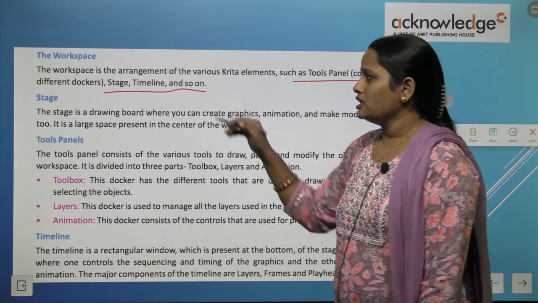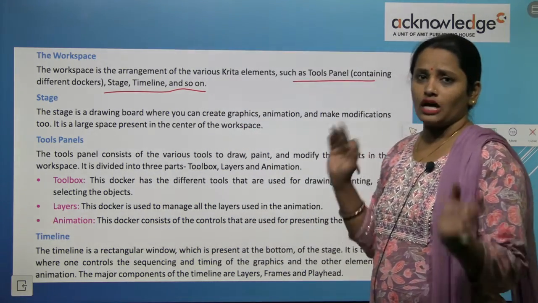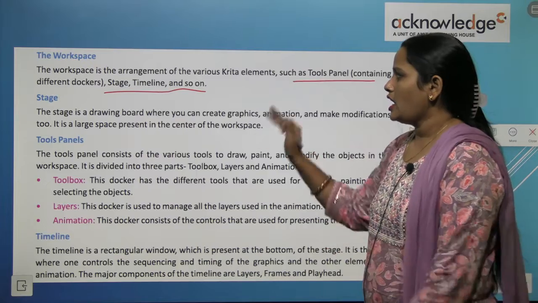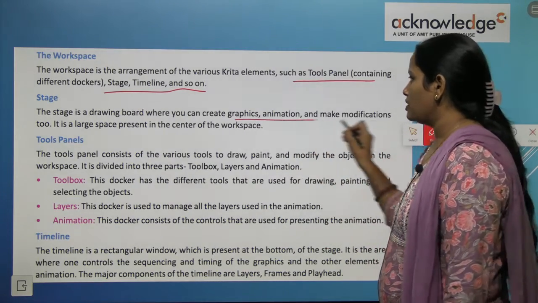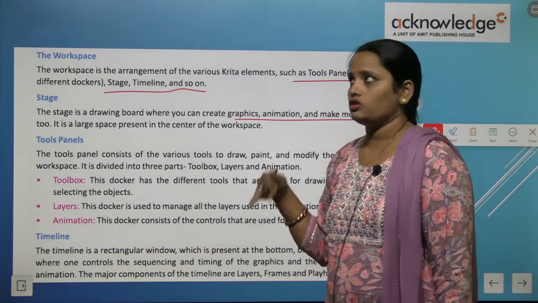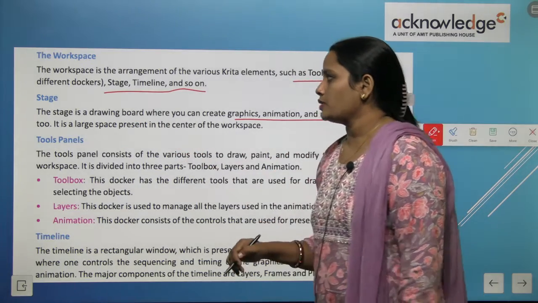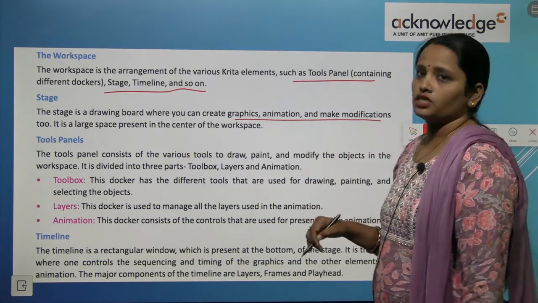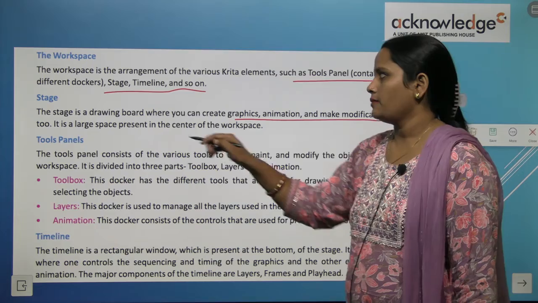Next is the stage. The stage is a drawing board where we do drawing, that is called the stage, and you can create graphics, animations and make modifications here. It is a large space present in the center of the workspace.